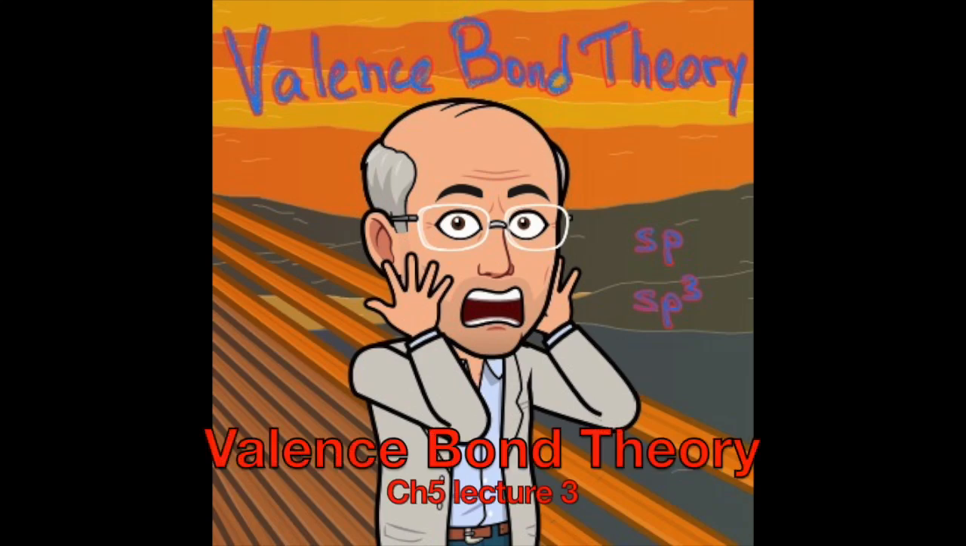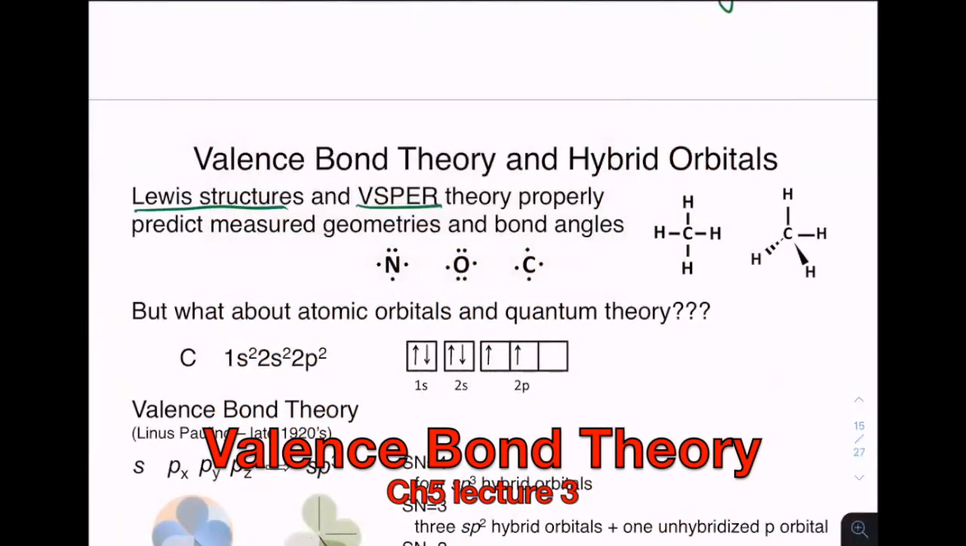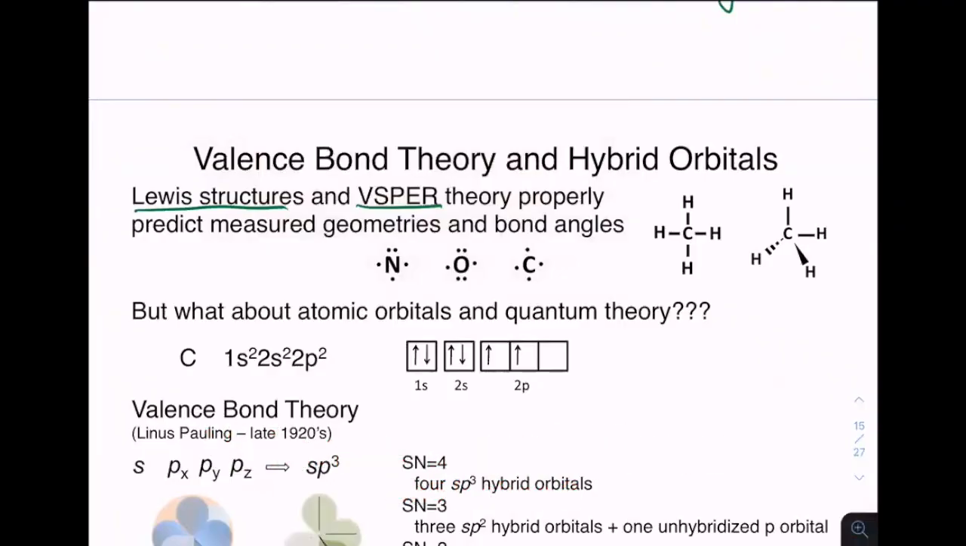The Lewis structures and the VSEPR theory actually explained a lot, all right? Lewis structures, VSEPR theory, they predicted a great many things. In fact, let's just remind ourselves of some of the things that we learned from Lewis symbols and Lewis structures.